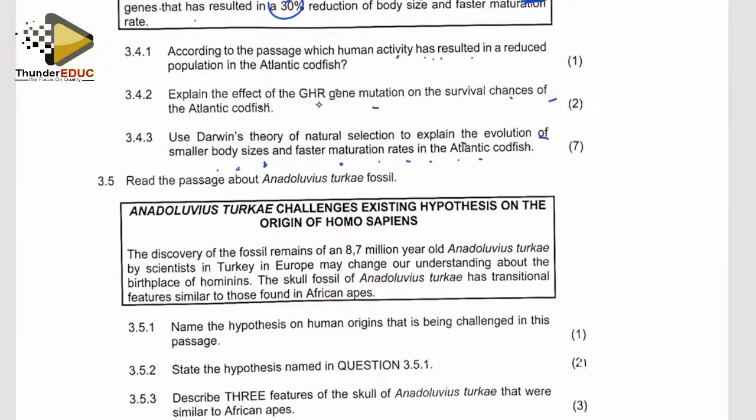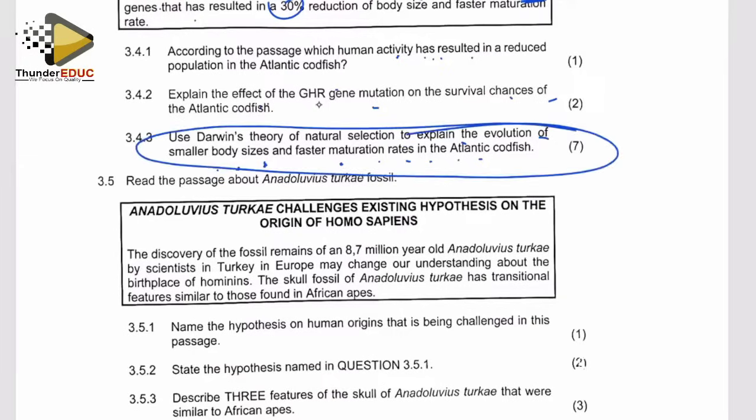The codfish without the mutation, what happened to them? They could move less, so they were being hunted and died in large numbers. All those with the mutation could move faster, so they survived in large numbers. You understand? So they reproduced also in large numbers. They passed the allele for this mutation to the next generation. After many generations, the next generation will have a higher proportion of codfish with this mutation, and a lower proportion of those without that mutation. So basically, that's what you're supposed to explain.